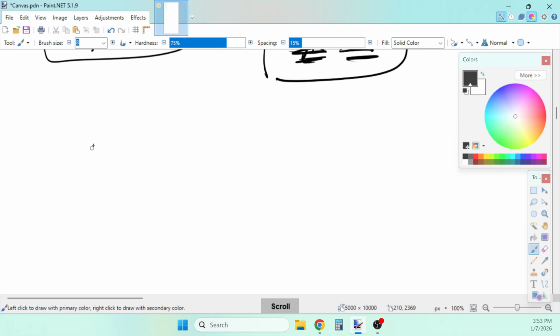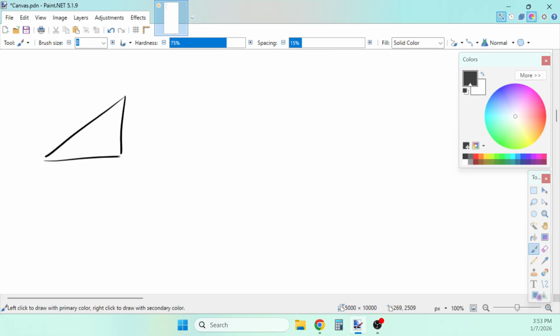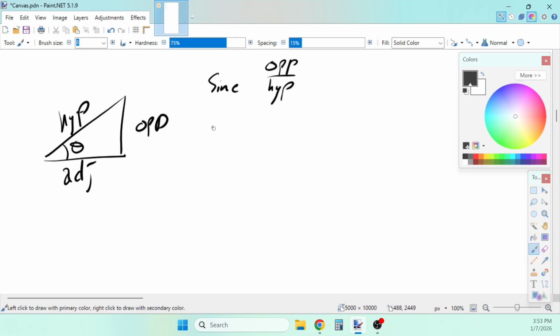But anyway, if we have the triangle labeled this way, so we have an angle and we have an opposite and an adjacent and a hypotenuse, we can create 6 fractions and give them all names. The sine is the opposite over the hypotenuse. The cosine is the adjacent over the hypotenuse. And the tangent is the opposite over the adjacent.